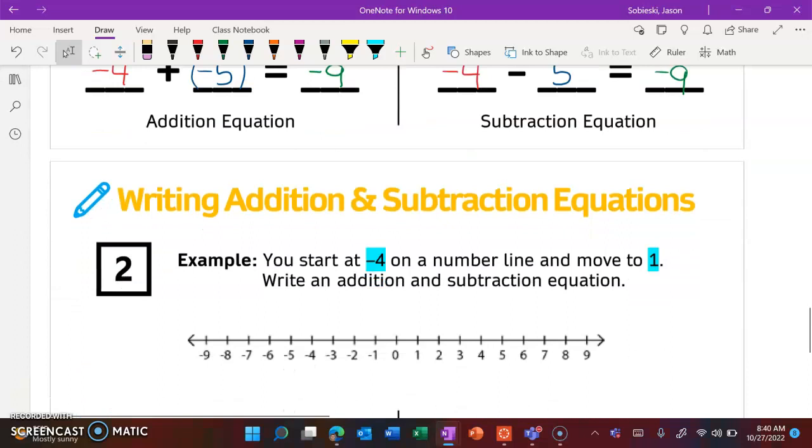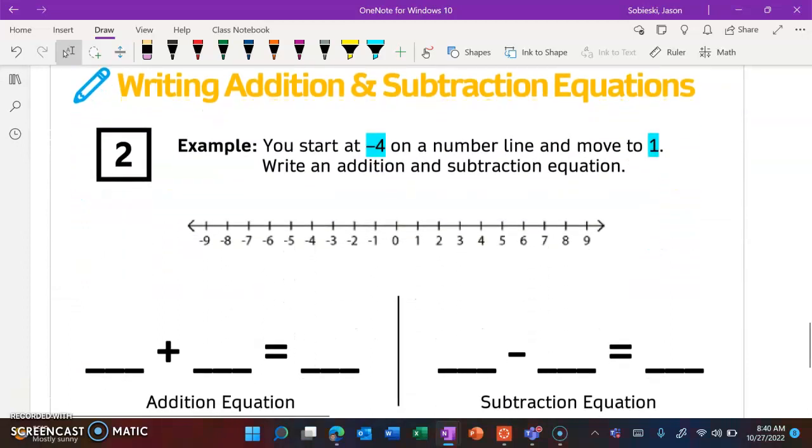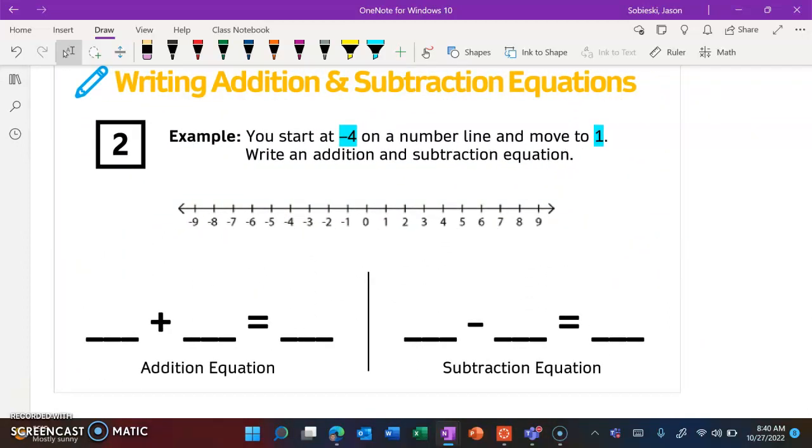Okay, we're going to have you pause the video and try to do example 2 here on your own, writing your arrows in, writing your addition and subtraction equations, and then checking your answer.